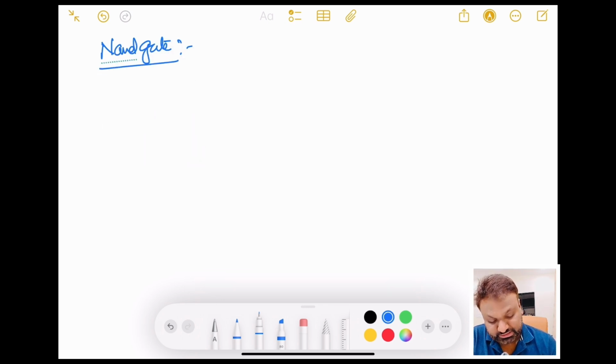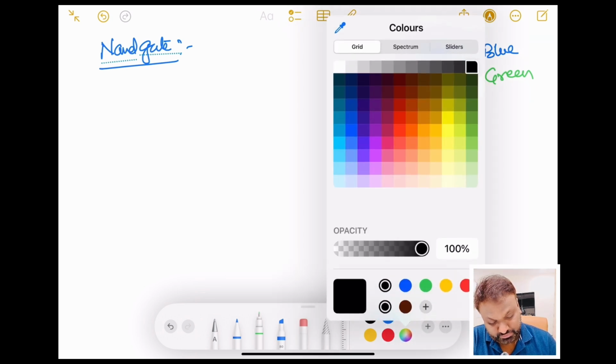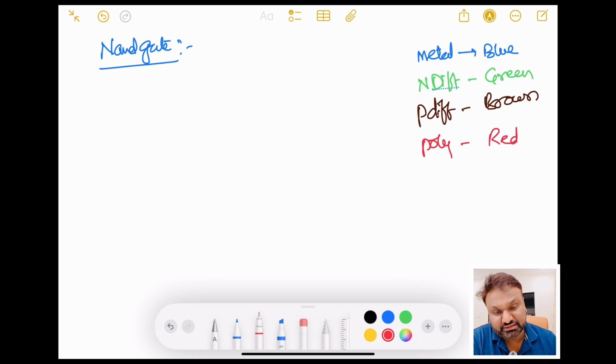The color codes in the stick diagram are: metal is blue, N diffusion is green, P diffusion is brown, and polysilicon is red. These are the four basic color codes we have used.